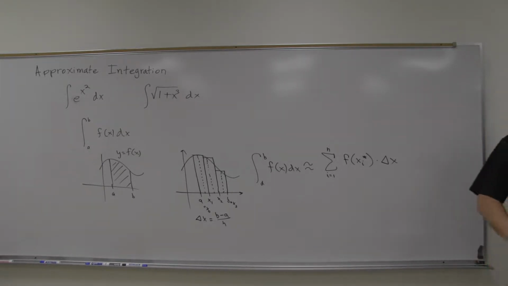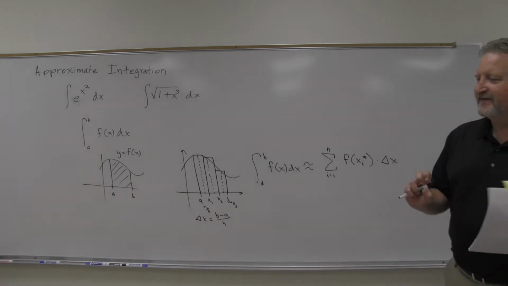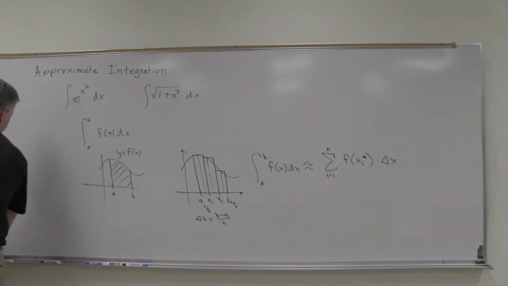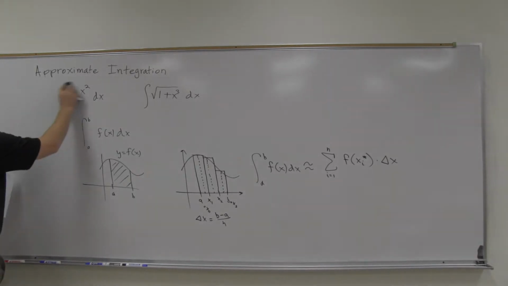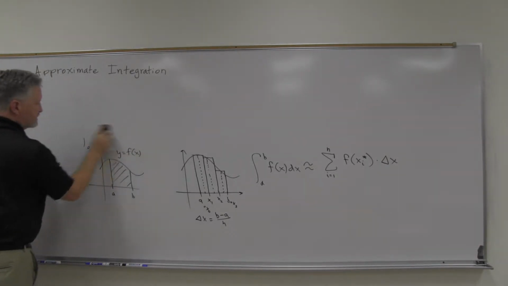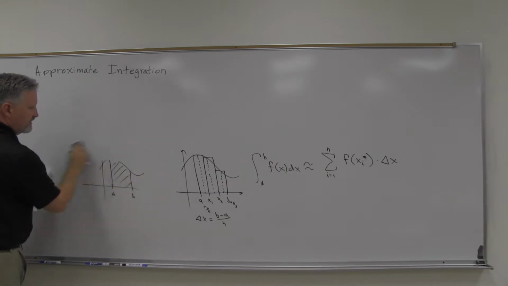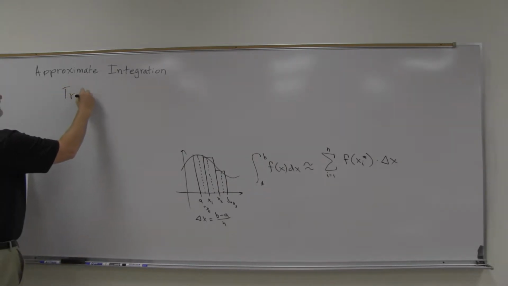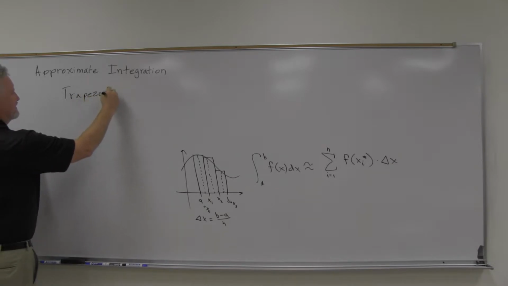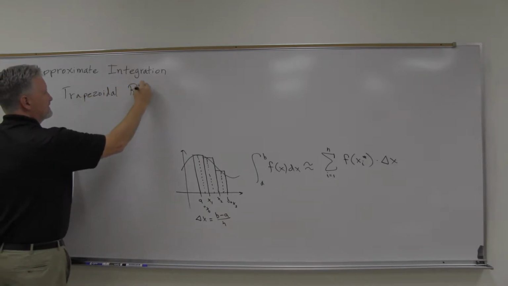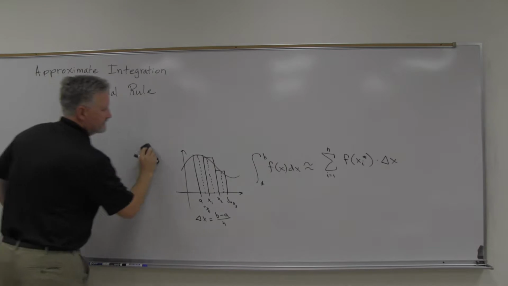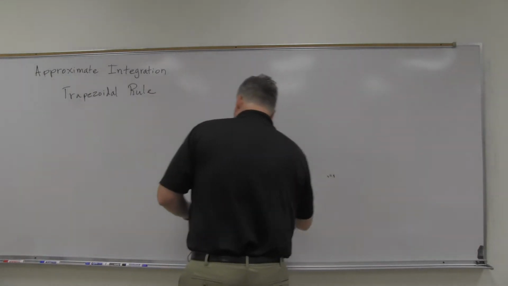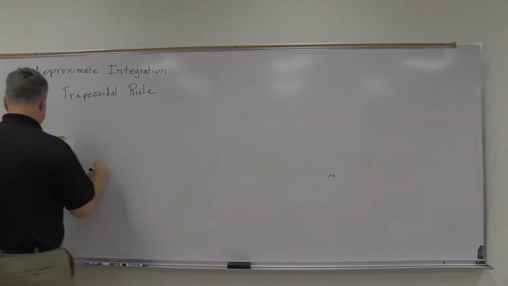Okay, so what are we going to do differently? A couple of things. First one is, we're going to call it the trapezoidal rule. We're going to do sort of the same thing, except we're going to use trapezoids. So we're going to take an area.